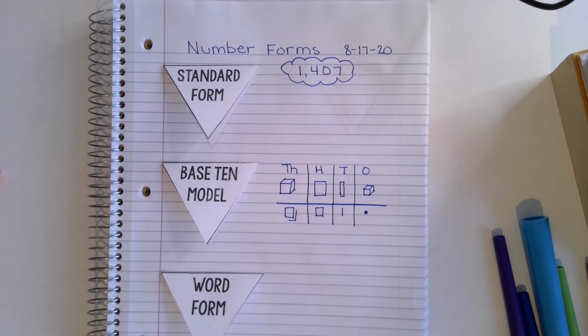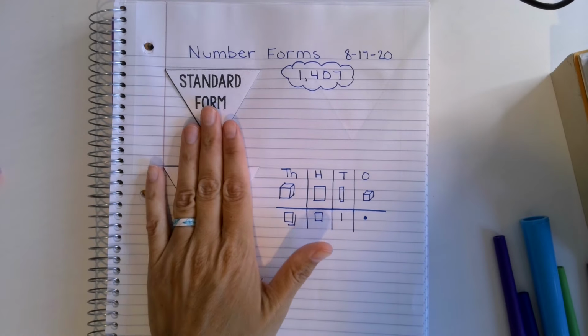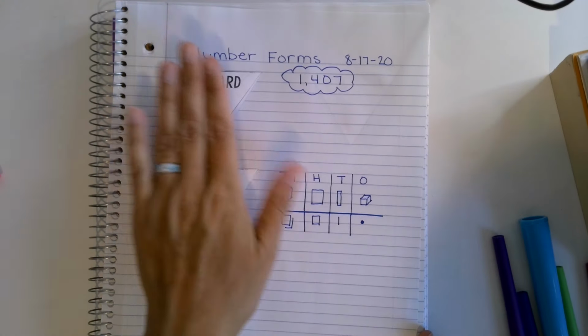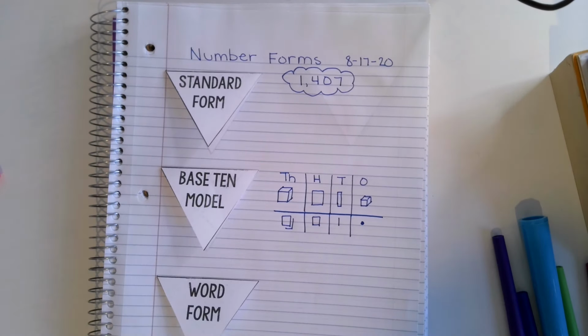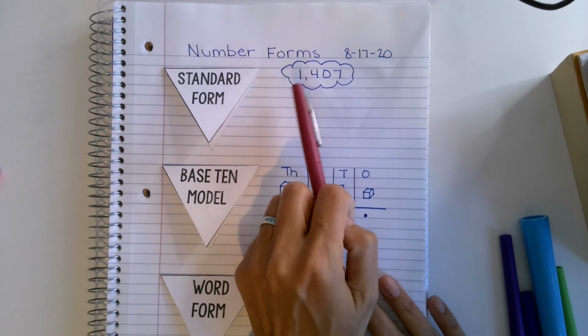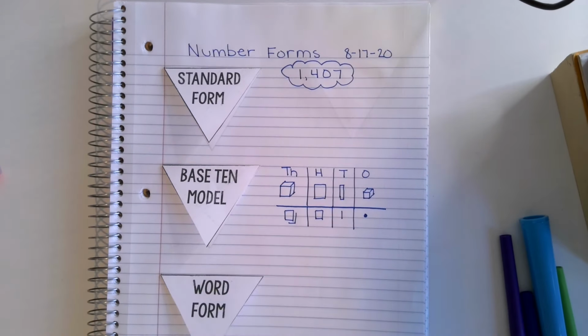All right, so we're going to go over what you worked on yesterday. So we talked about standard form, base 10 model, word form, and expanded form. And you needed to finish what we were working on yesterday. So the number I gave you in standard form was 1,407.